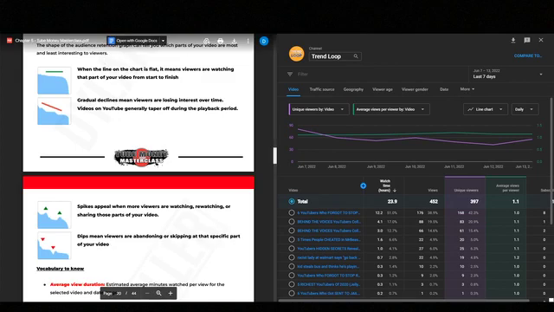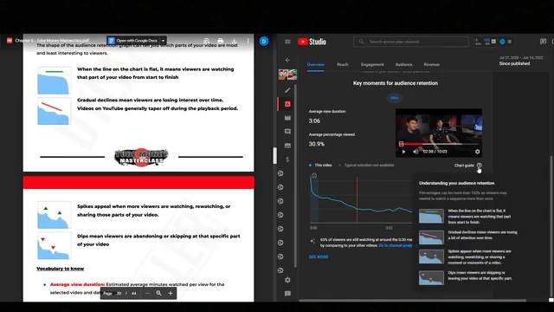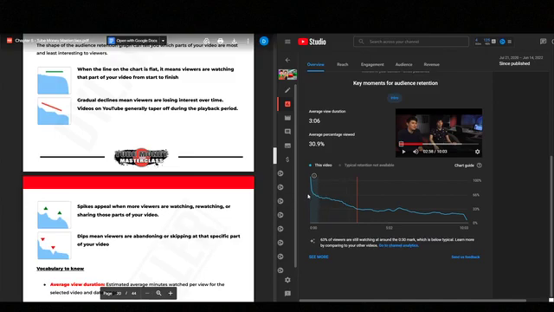And we'll actually pull up an example here. So this one didn't do too well. It's only 30.9%, but strangely enough, because of the click-through rate being so high, it actually got over 1 million views. So what you want to look for, and YouTube has this very detailed here, is when the line is flat, which this one isn't entirely flat, but when it's completely flat, it means people are watching from beginning to end.